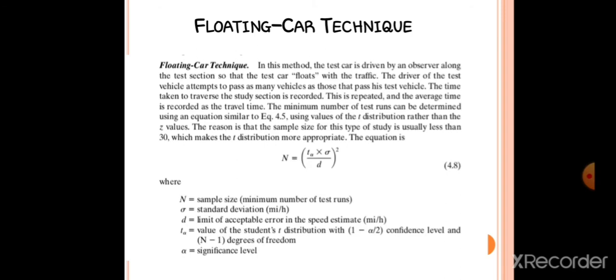So these are the definitions of each term. N is equal to the sample size, and the standard deviation. The E is equal to the limit of acceptable error in the speed estimate. T sub alpha defines the value of the student's t distribution, and alpha is the significance level.